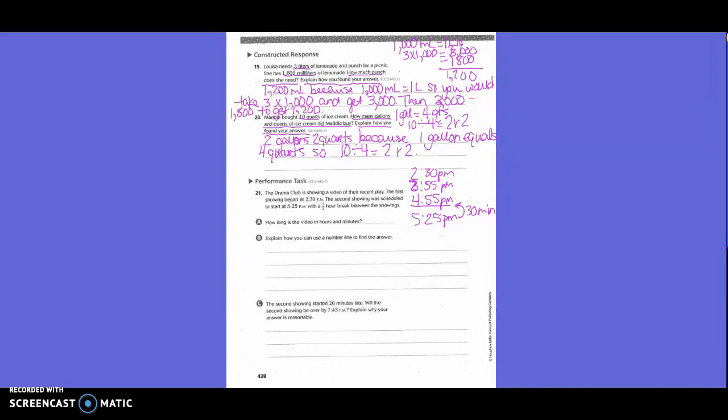So to get from here to here, that is going to be 25 minutes. And to get from here to here, that's going to be 2 hours. So basically each show would be 2 hours and 25 minutes. Letter B, explain how you can use the number line to find the answer. So basically what that would be is exactly what I just did up at the top.